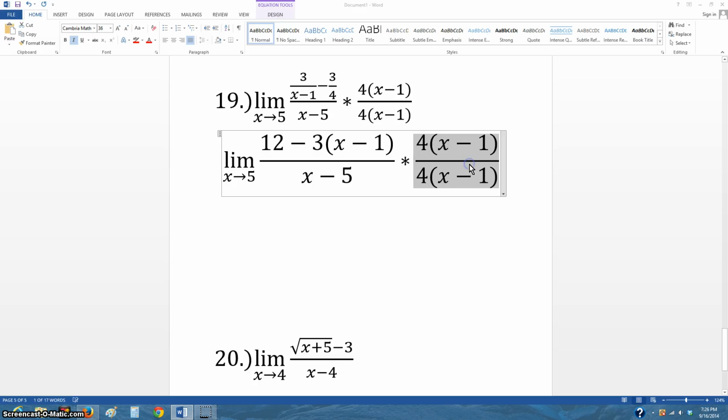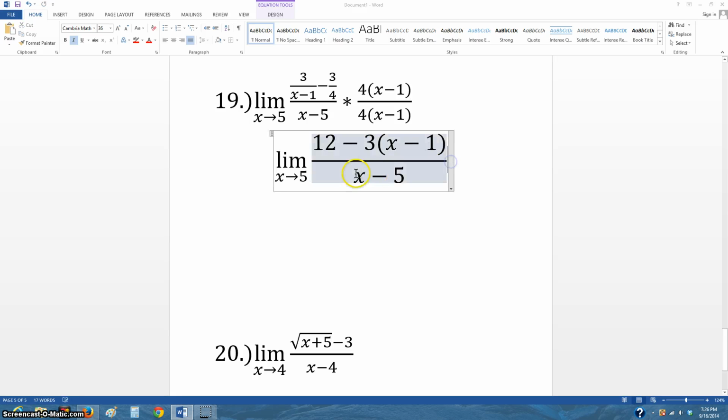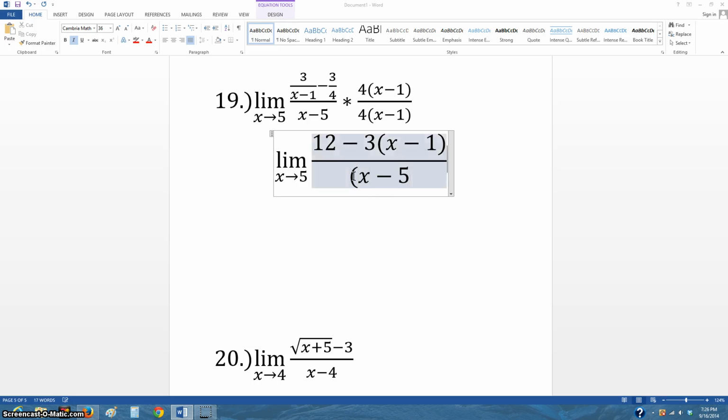And then remember that for our denominator, we don't want to multiply anything out, because most of the time when that happens, you're going to mess up your problem. Only in special instances like number 15 did we want to do that. So we have 4 times x minus 5 times x minus 1.